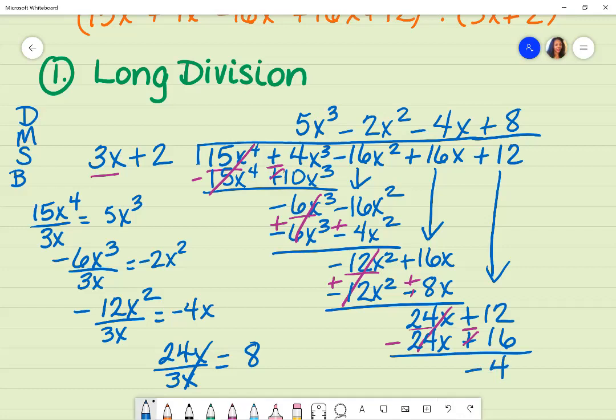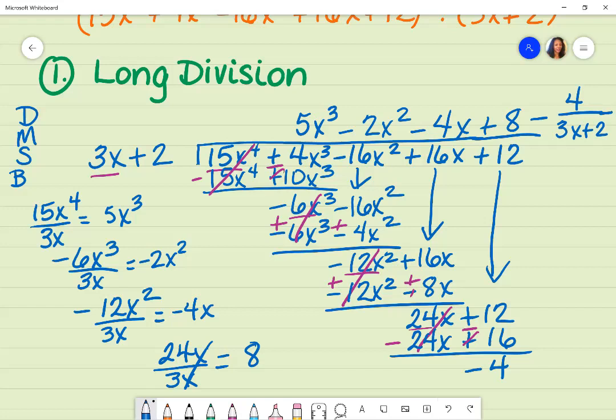Now, with this -4, that's my remainder. So I have nothing else to bring down. I am going to put -4 all over my divisor. So it has to be in fraction form, your remainder over the divisor, 3x plus 2.